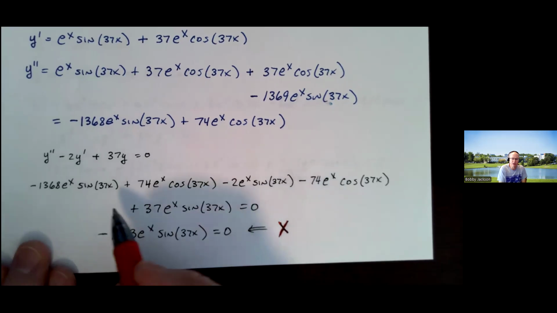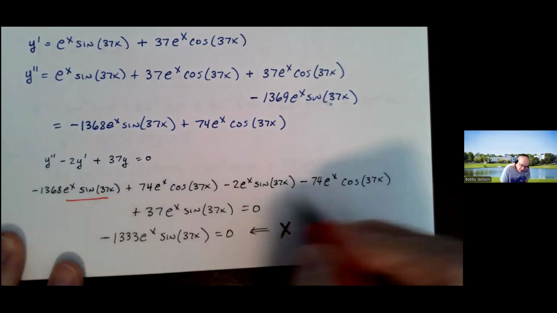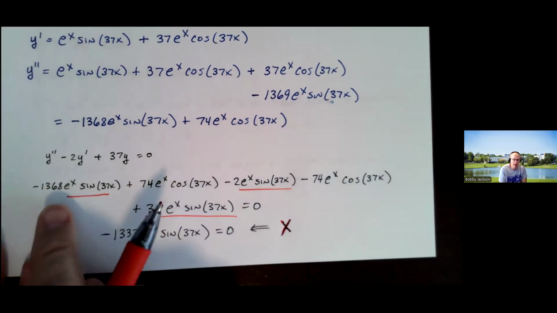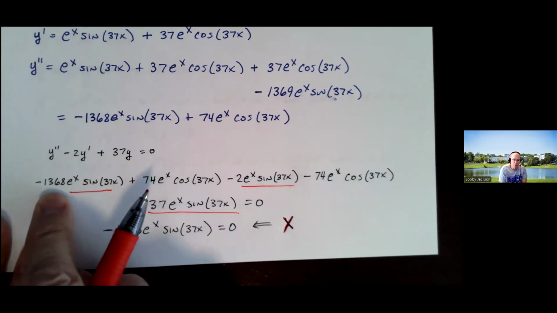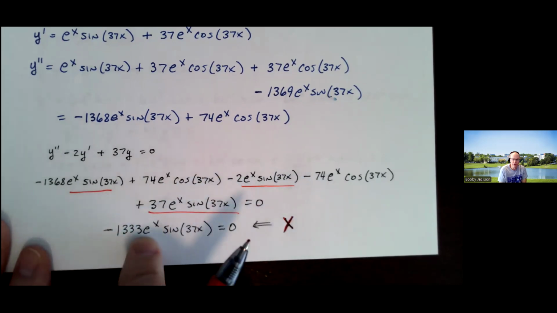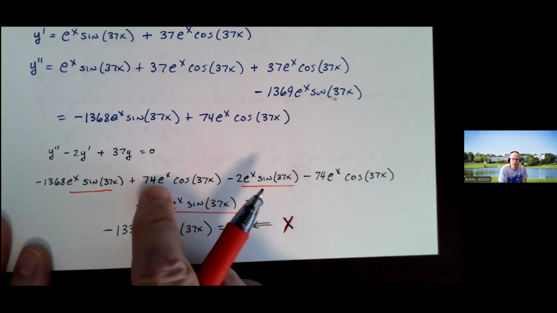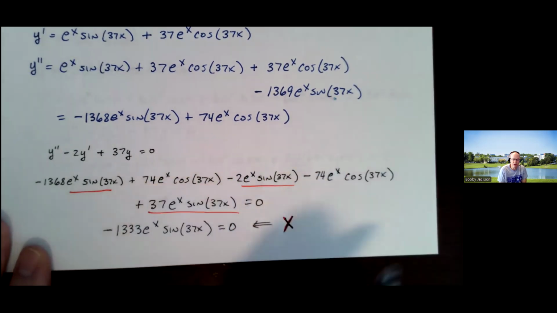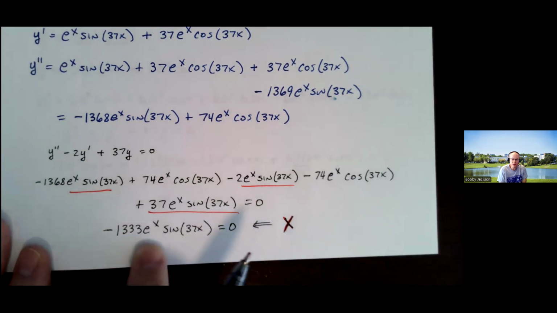So when I combine like terms this time, so this is a like term, this is a like term, this is a like term, I just add the coefficients: negative 1,368 minus 2 plus 37 turns out to be this. Notice these are like terms too, but 74 minus 74 is 0. It goes away. Okay, so here's what it simplifies down to.